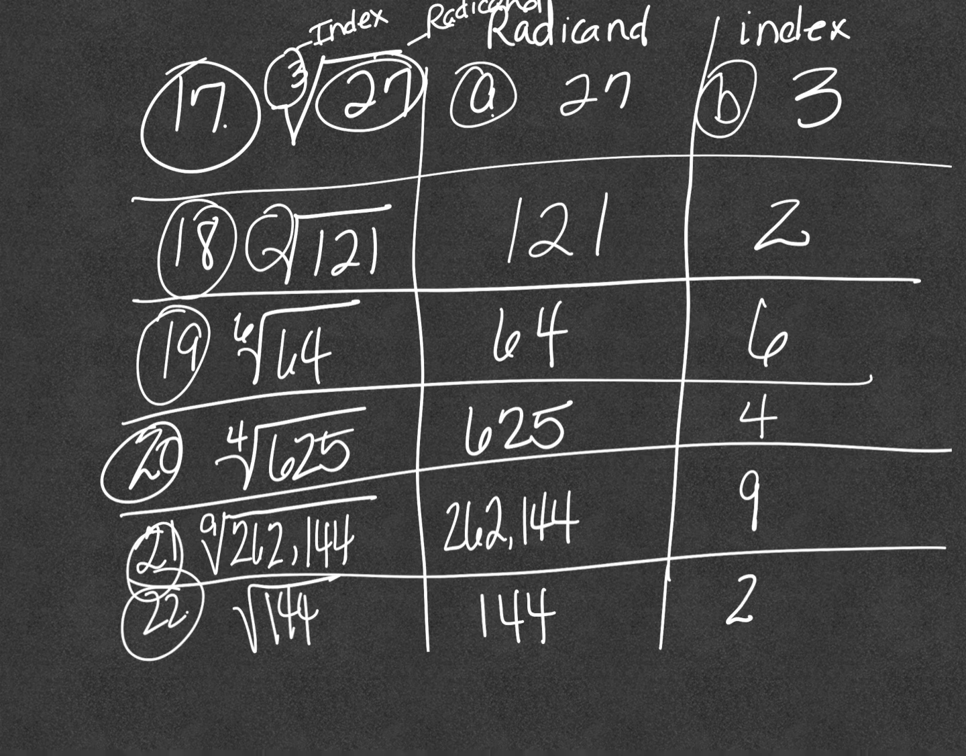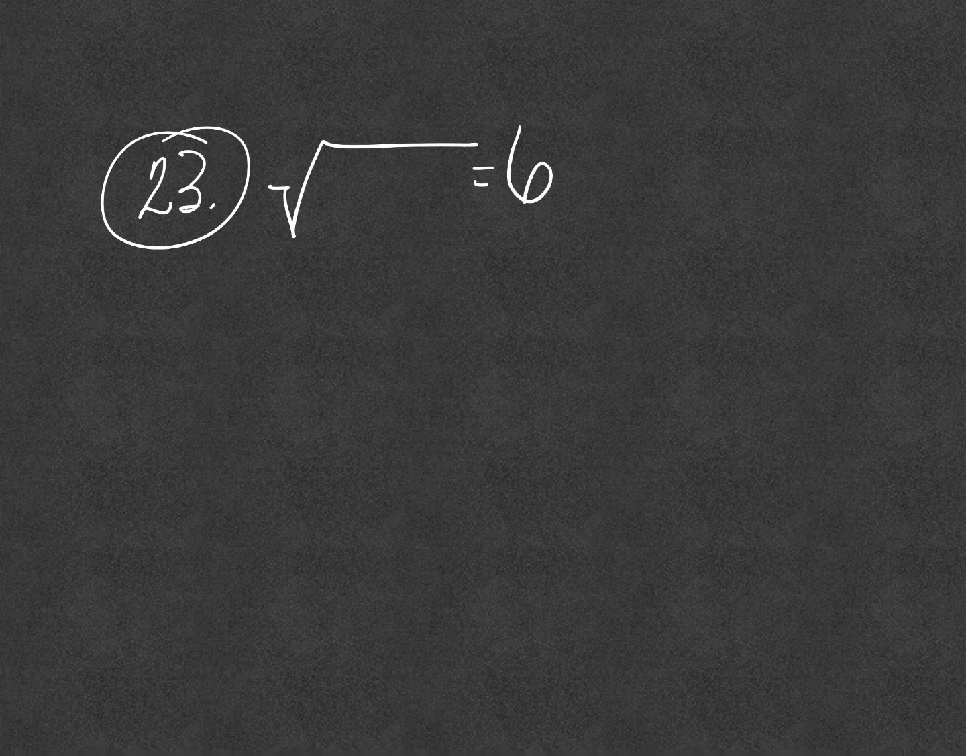Now, let's just look at 23 together. Everybody got these down here from 17 to 22? All right, we'll probably do 23 through 28 here, okay? 23, our question is, what is missing? Right, because 6 times 6 is 36, so the square root of 36 is 6, right?